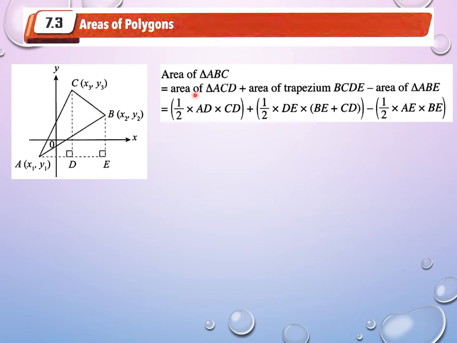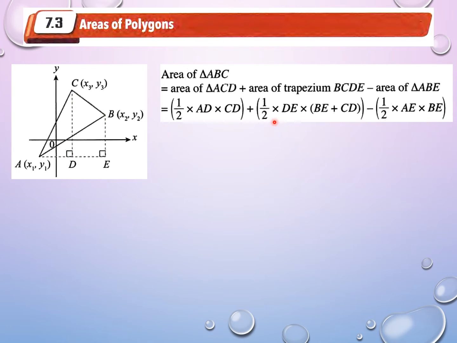I add up the area of the triangle and the trapezium, and then I subtract the area of the smaller right angle triangle down here, right angle triangle ABE. This is a right angle triangle, so we can calculate the area using the formula half times base times height. The formula for a right angle triangle we have learned. It's a regular one, so it's easy to get that formula.